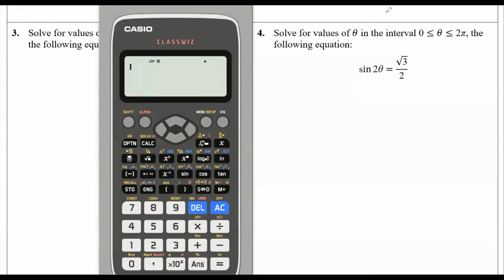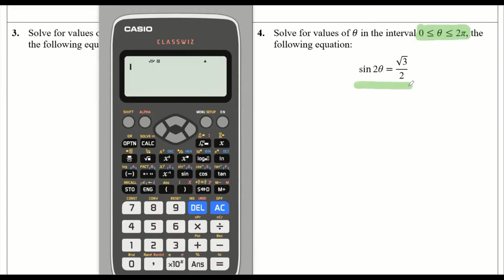Now for the final question, number 4, we're going to be looking for values of theta between 0 and 2 pi this time. So we're now in radians. This is implicit in the fact that it's written in terms of pi, and we're solving this equation. So we've got to be a bit careful here.